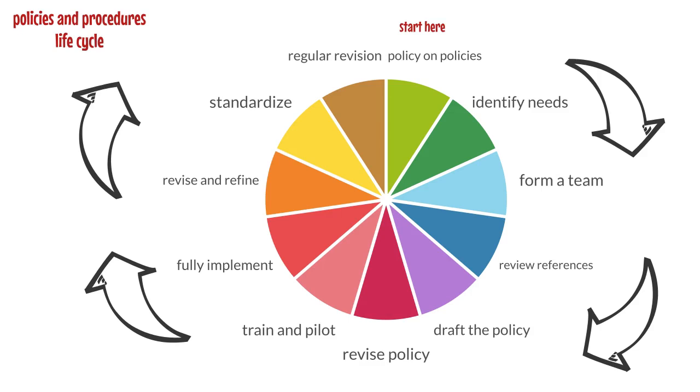Then the team will review the references in the form of guidelines or related standards. After that, the team will draft the policy itself. The policy then will be revised by the quality department for standards compliance and by subject matter experts for content validation. After that, train the related staff on the policy and pilot the new policy to check if it is clear enough to staff. Now you will be ready to fully implement the new policy.